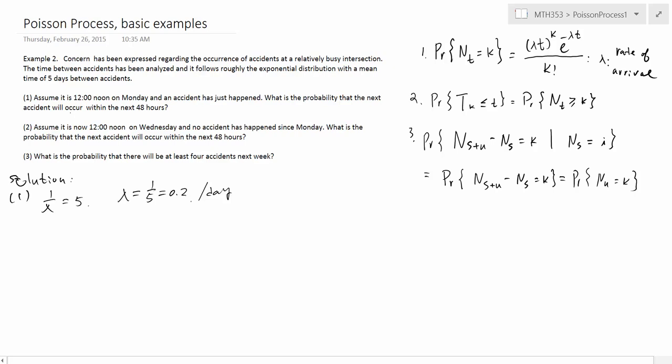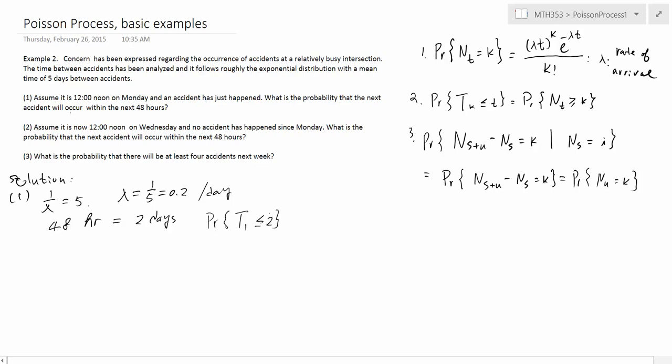And so now let's look at the first question over here. Assume it is noon on Monday and an accident has just happened. What is the probability that the next accident will occur within the next 48 hours? So we know 48 hours, we need to turn this into days. So 48 hours is going to be 2 days, right? From what we read, we want to find the probability that the next arrival time is less than or equal to 2.